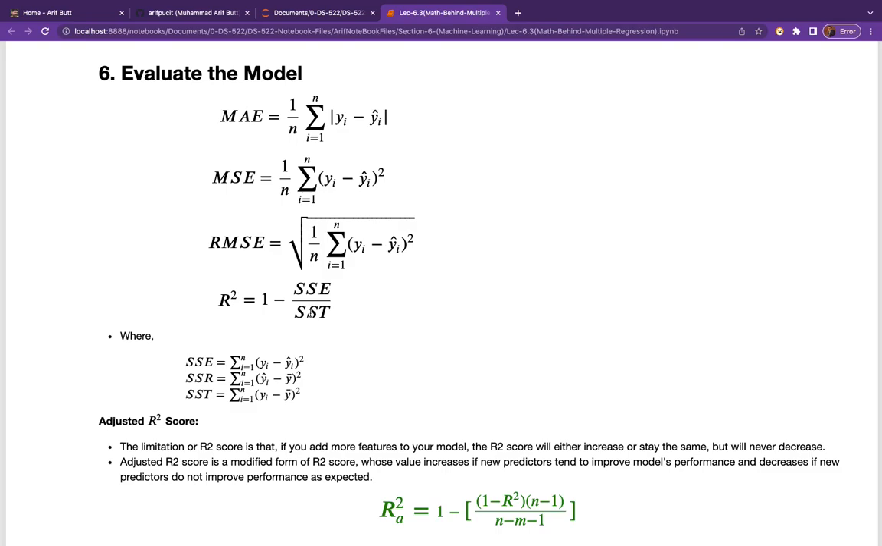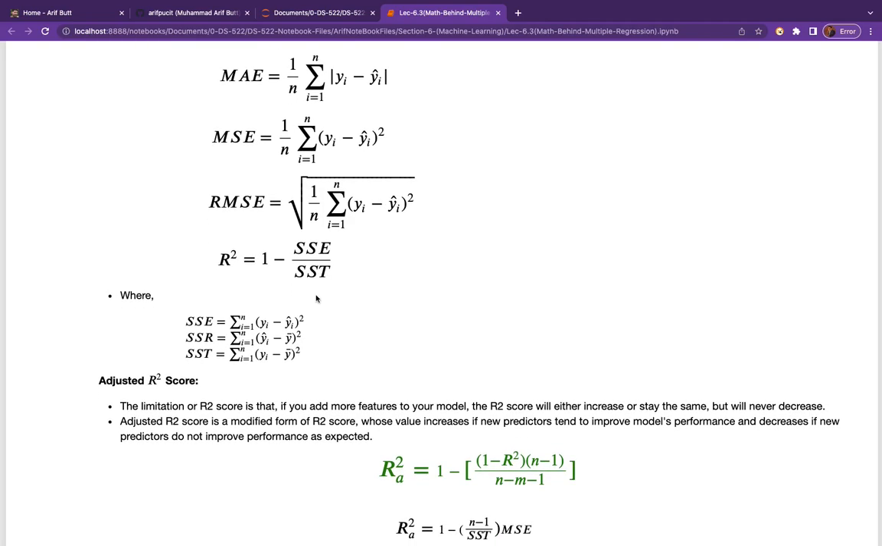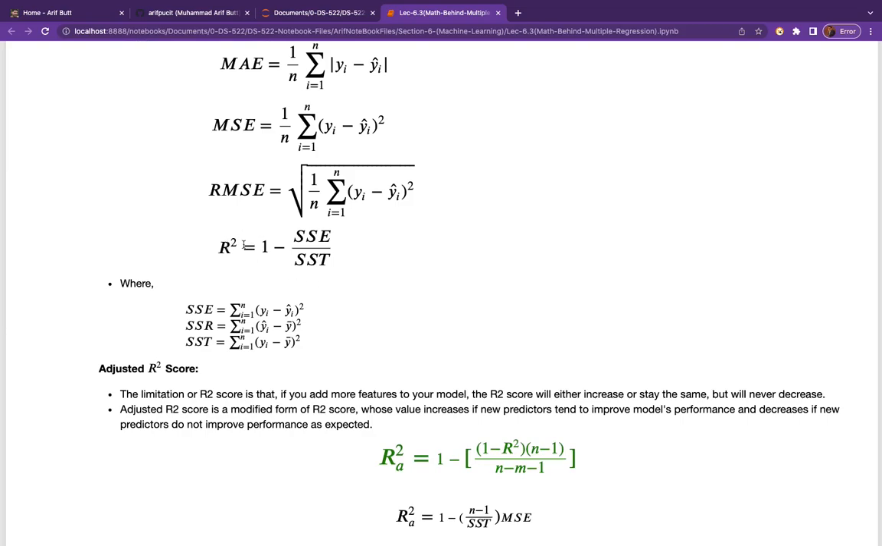We also discussed the different values of the R2 score, which can range from 0 to 1. For example, a value of 0.75 means 75% of the variance in the dependent variable is accounted for by observing the variance in the independent variable. My dear students, a limitation of the R2 score is that if you add more features to your model, the R2 score will increase or stay the same, but it will never decrease.